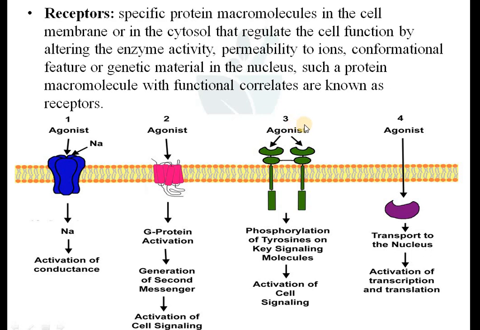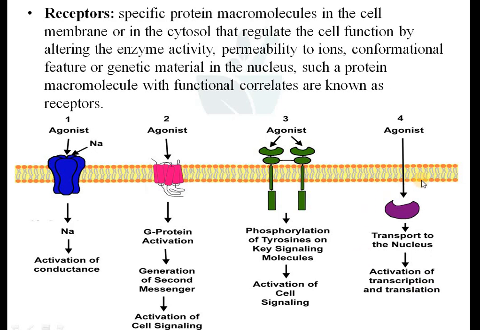Okay, so there is a tyrosine kinase. Tyrosine kinase is the enzyme that is linked with the receptors. That's why they are known as kinase linked receptors. Okay, so agonist will combine with this receptor. It will cause a phosphorylation of tyrosine. Okay, and there will be generated a signal, secondary molecule, and it will lead to activation of cell signal.